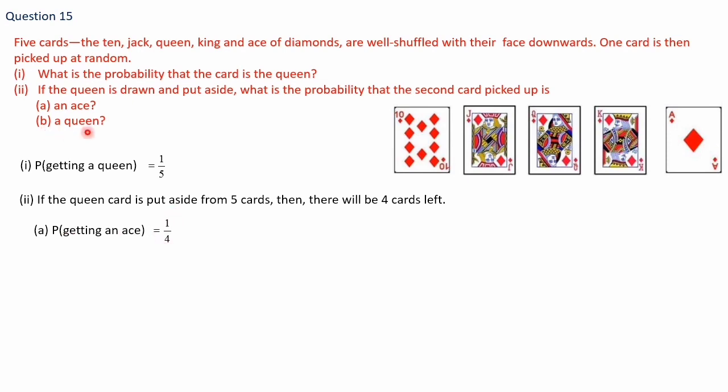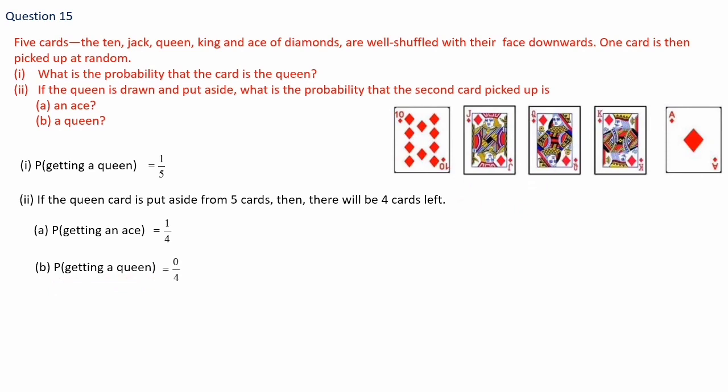Next is probability of getting a queen. Probability of getting a queen in the second question: you did not keep the Q back. Q card you did not keep back because you have taken it in the first part, and you did not keep it back. That means queen is missing. But in the second question it is asked probability of getting a queen, which means there is no queen here, already you have taken it away.